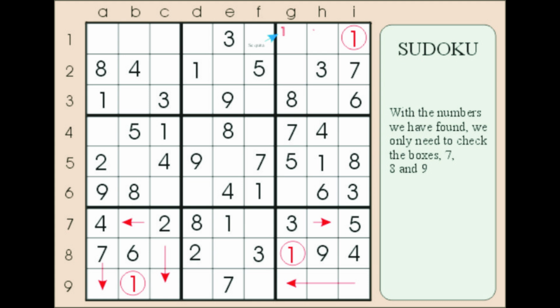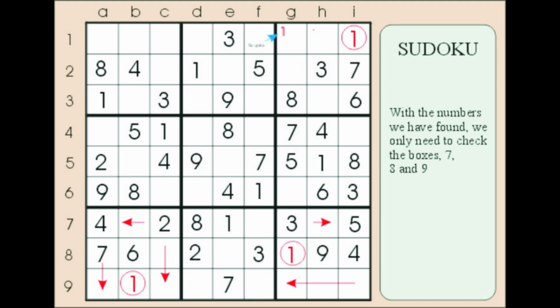The only place available for box 7 is cell 9B, because column A and column C already have the number 1. Row 7 also already has the number 1. Box 8 already has the number 1. We move on to box 9.